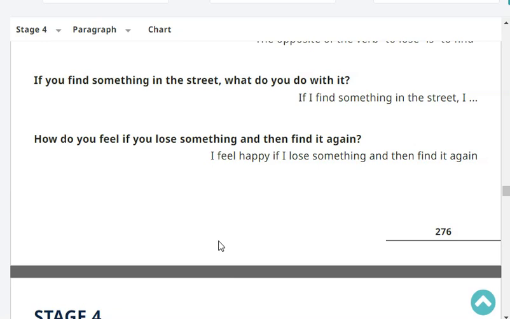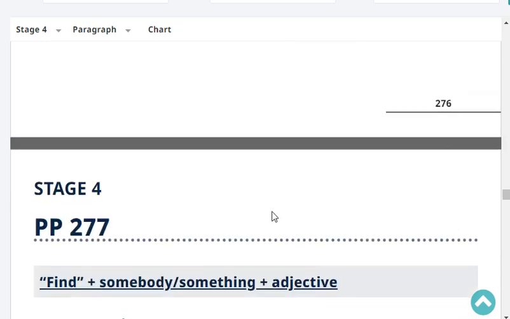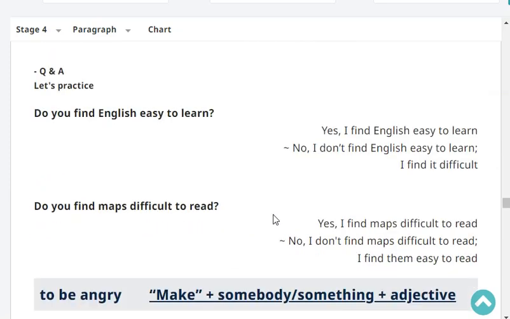How do you feel if you lose something and find it again? I feel happy if I lose something and then find it again. Very good.